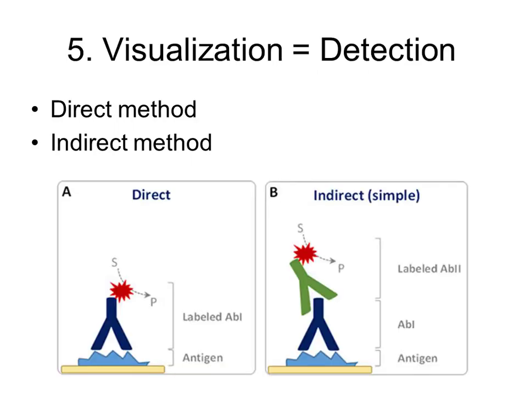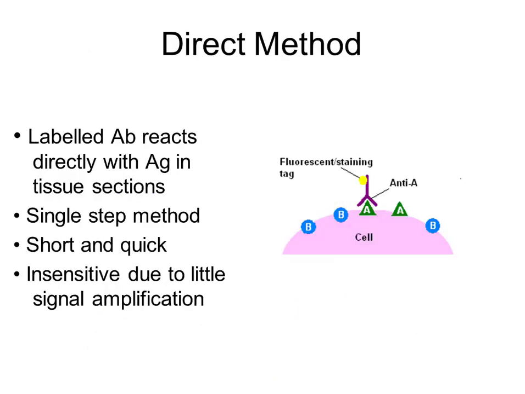Next step is visualization or detection. For that, we can use direct and indirect methods. In the direct method, a labeled antibody reacts directly with the antigen in the tissue section. It's a single-step method. It's short and quick, but less sensitive due to little signal amplification. We have only one signal here.